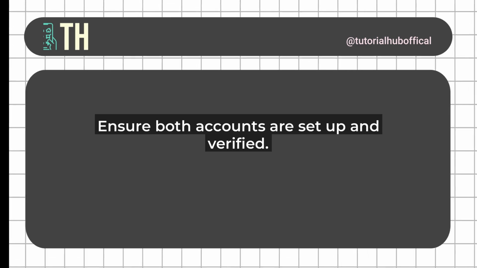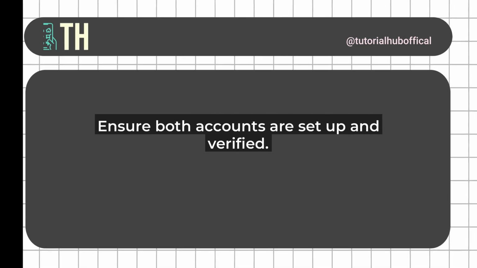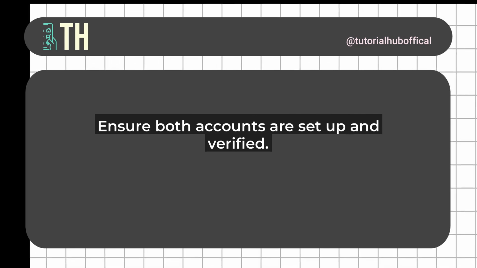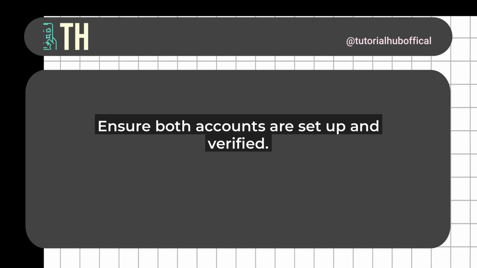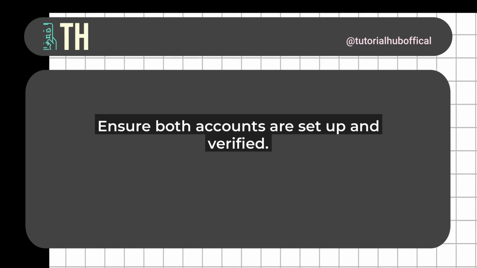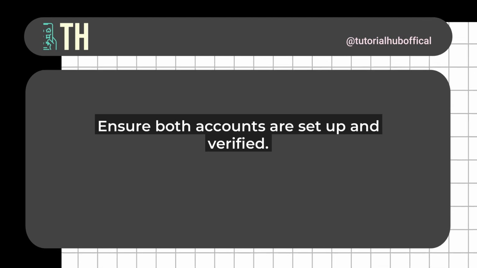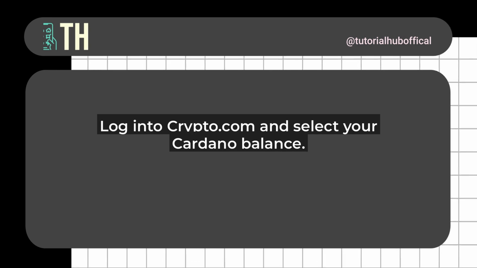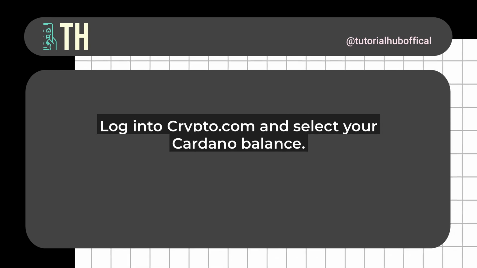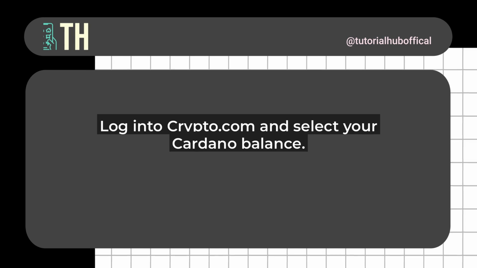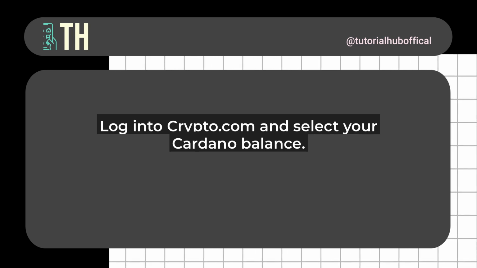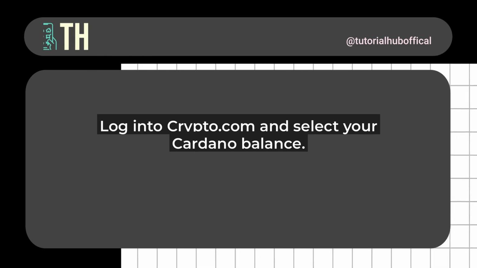Let's jump right in. First off, make sure both your Crypto.com and Coinbase wallet accounts are set up and verified. This is key for smooth transactions. Open the Crypto.com app or website and log in. Once you're in, head to your wallet section and locate your Cardano balance. It's usually listed under your assets. Tap or click on it to proceed.